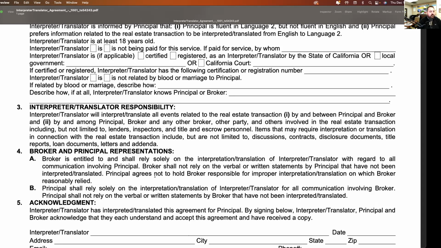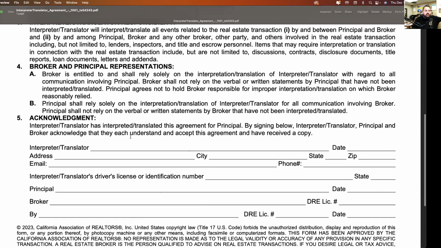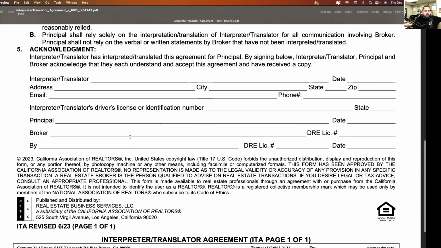Okay? Broker is entitled to and shall rely solely on the interpretation of the interpreter translator with regard to all communication involving principal. Broker shall not rely on verbal or written statements by principal that have not been interpreted, translated. Principal agrees not to hold broker responsible for improper interpretation translation on which broker reasonably relied. Principal shall rely solely on the interpreter translator for all communication involving broker. Principal should not rely on the verbal or written statements by broker that have not been interpreted or translated. Here we're acknowledging it: the interpreter translator, the principal, the broker, everybody.